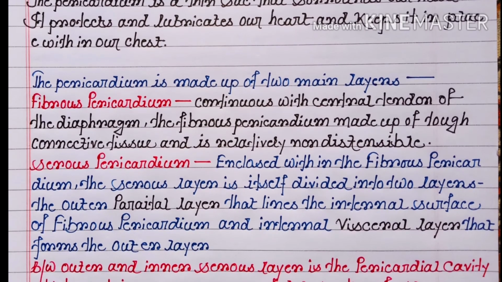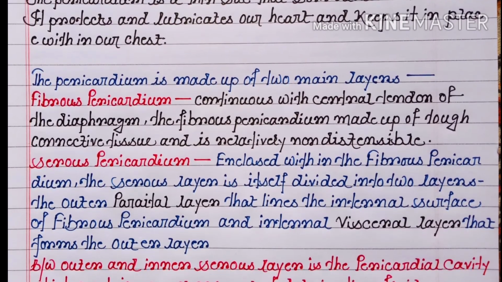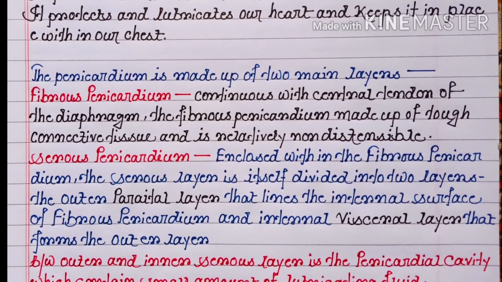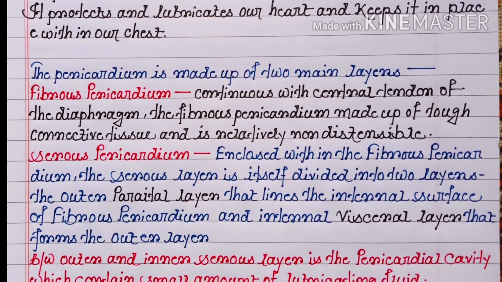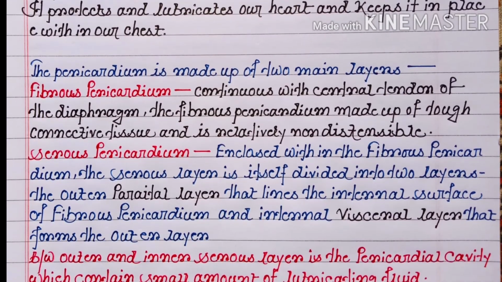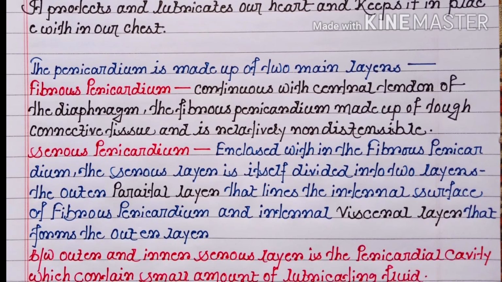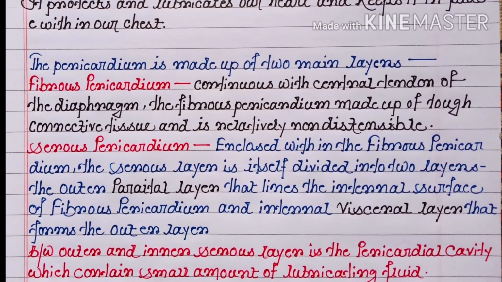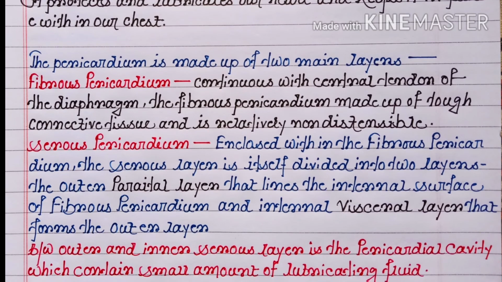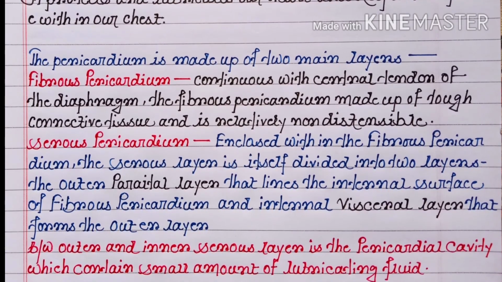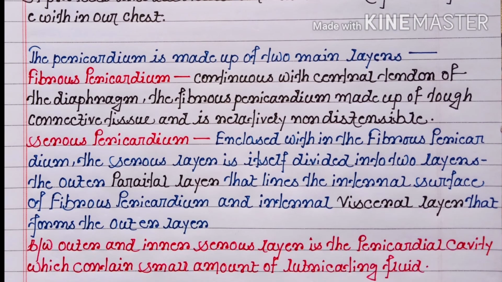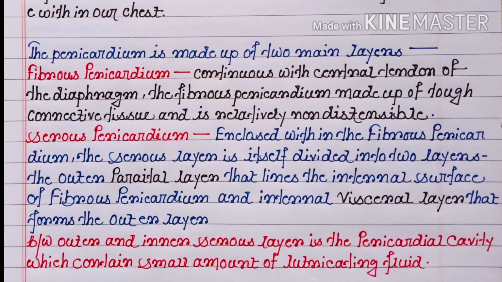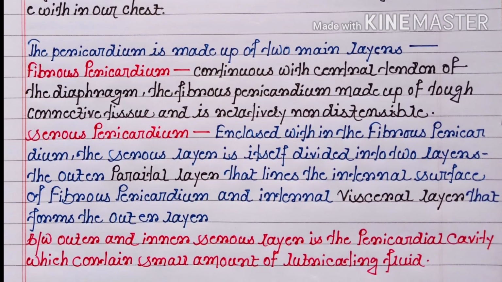In between the two layers, that is parietal and visceral, there is a cavity which is called the pericardial cavity, and it contains a small amount of lubricating fluid. This fluid keeps the heart in place within our chest, and this fluid also prevents damage to the heart by friction which is produced during the contraction or relaxation of the heart.